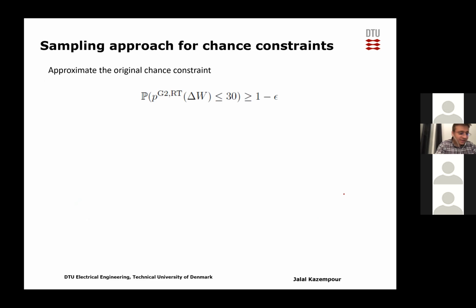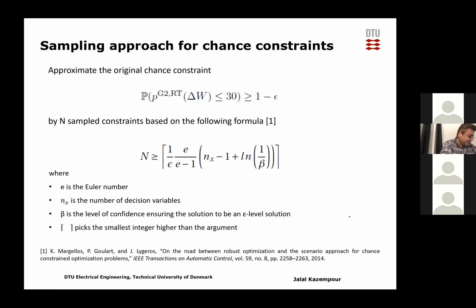So assume that we have this chance constraint, and assume that we don't know the type or properties of our given probability distribution. It might just be a set of historical data. So what can we do? This is a very nice paper from Margellos et al., Kostas Margellos and his colleagues.